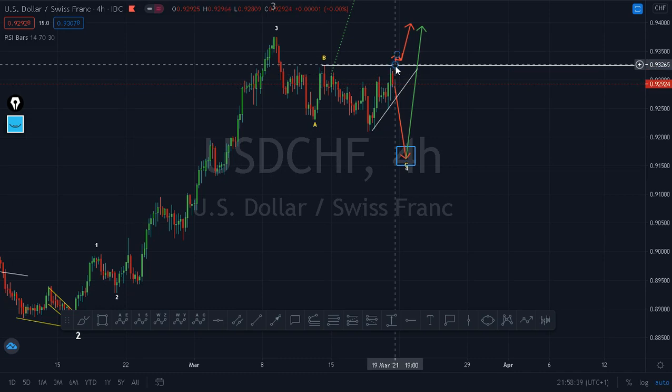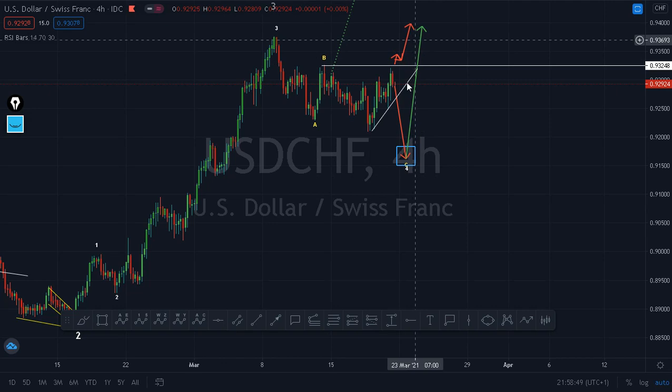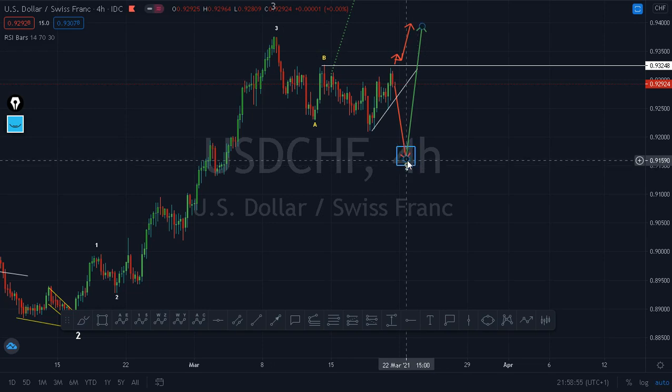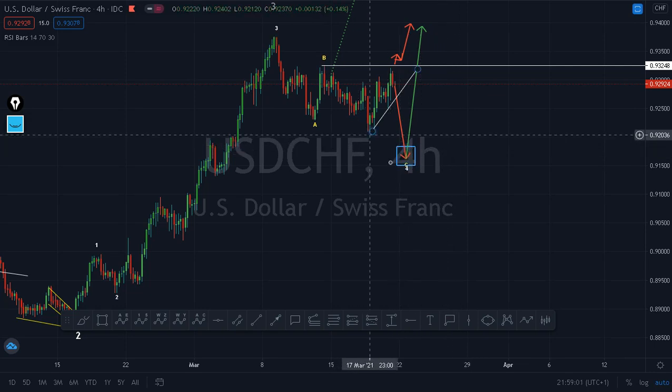So if I get another drop, then I will have more confidence looking for buy from here rather than looking for here. Though, well, if price closed above this, normally I will look for buy. Then I will assume that this is A, B, C. But for now, I want to see another drop towards 0.92, 0.91 something. So this is where I'm looking for the price to drop.